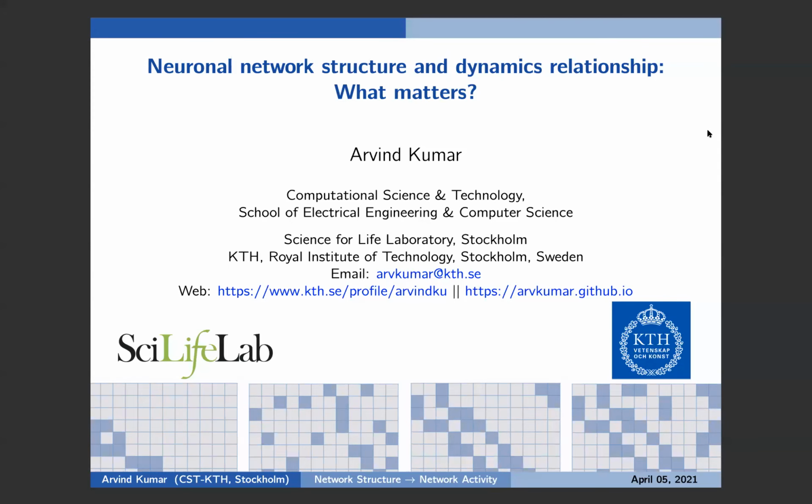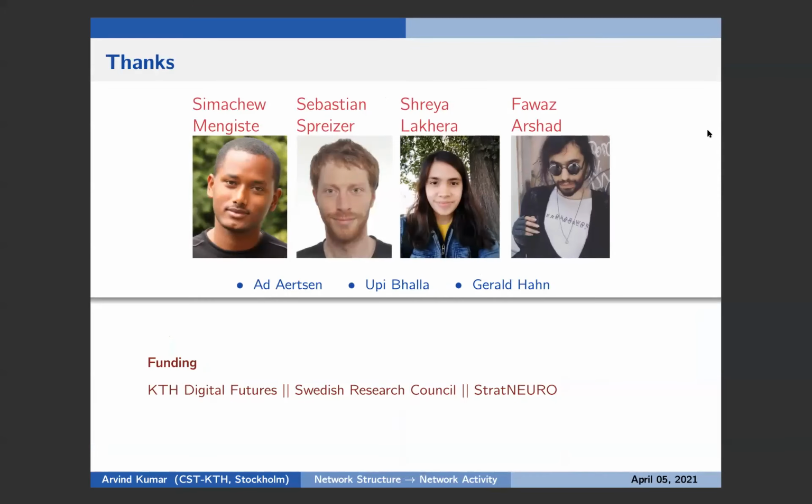In this talk, I will discuss how the connectivity structure of biological neural networks shapes their dynamics. In particular, I'll try to explore which are the critical features of the connectivity of neurons that shapes their dynamics. This work is done with Simacho Mengiste, Sebastian Spreitzer, Shriyan Fawaz.